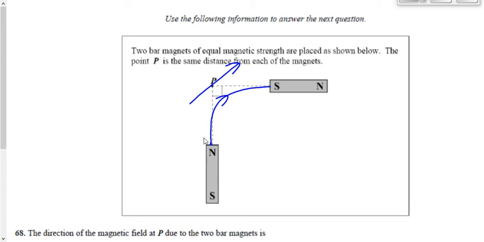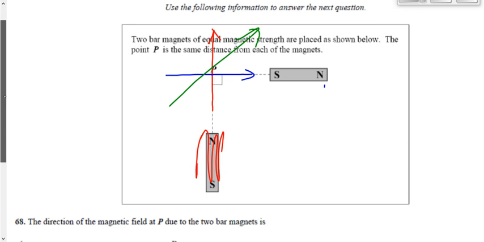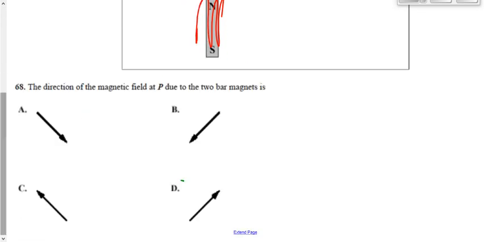Okay? The way that I would prefer to do this question is to look at each magnet independently of one another. So pretend this one's not there. The field direction caused by the bottom magnet is going to be this way, away from the north. Let's pretend that one doesn't exist now. The field caused by the second magnet is going to be this way, toward the south. Well, what is the combined field? When we have one that's to the right and one's up, it's going to be up and to the right. So either way you look at it, the magnetic field is going to be represented by D.